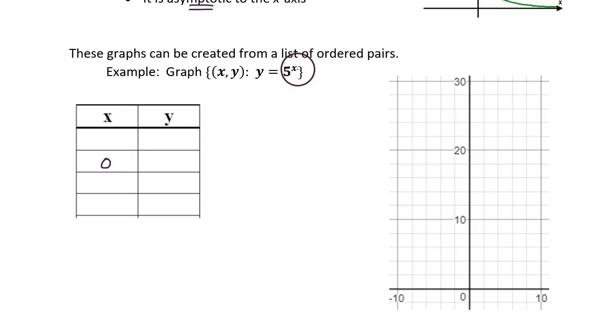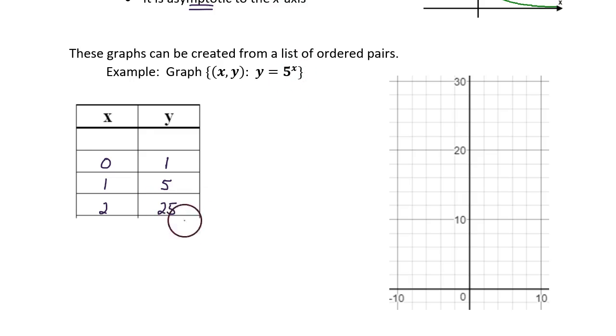What is 5 to the 0 power? Well, any number other than 0 to the 0 power makes 1. And that's why we said earlier that 0, 1 is going to be a dot on the graph. That's called the y-intercept. Now, what's another nice number to use for x? How about using 1? 5 to the first power. That makes 5. So 1, 5 is a dot on the graph.